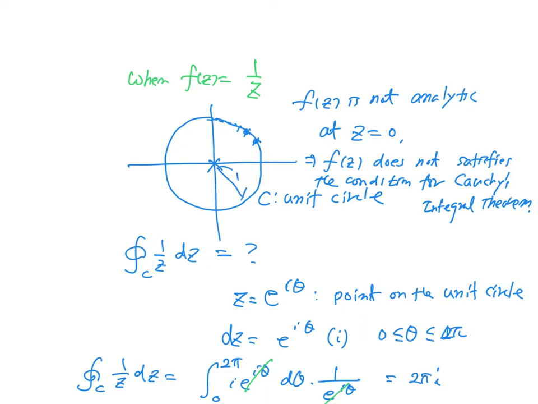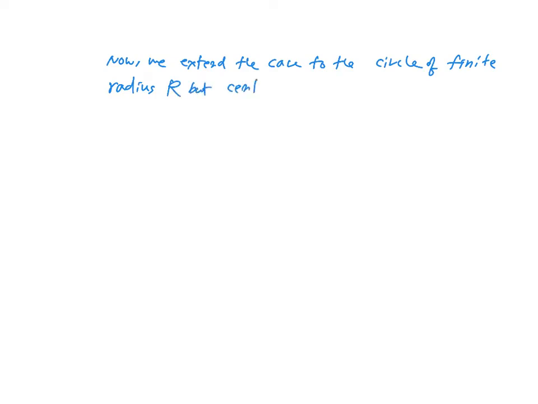Now we extend a little bit by considering the circle with a finite radius, say d theta. Now we extend the case to the circle of finite radius r, but centered at the origin.